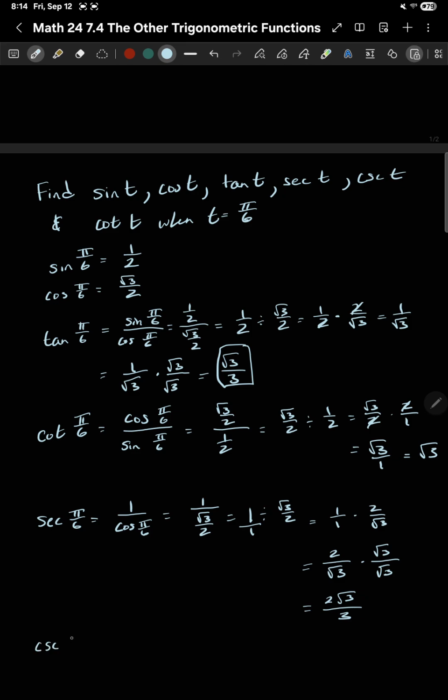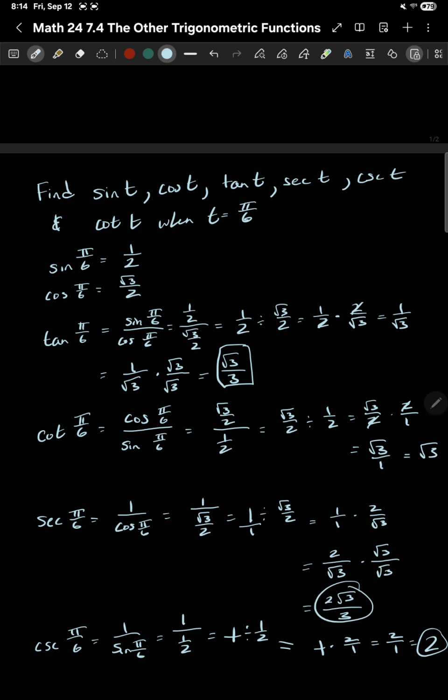And then finally, cosecant of pi over 6, that's just equal to 1 over sine of pi over 6. And sine of pi over 6 is 1/2, so we get 1 divided by 1/2. Well, we need to make 1 a fraction, so put it over 1. And then so we get 1 times the flip. So 2 times 1 is 2, 1 times 1 is 1, or just 2. Cool, so here are answers for all 6 trig functions.